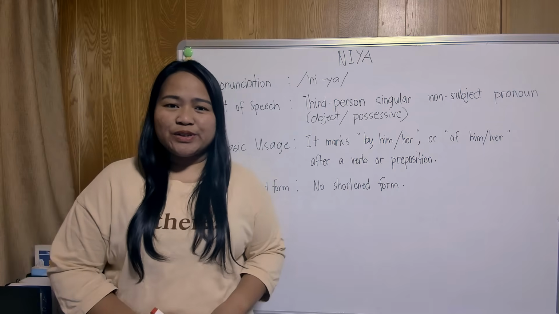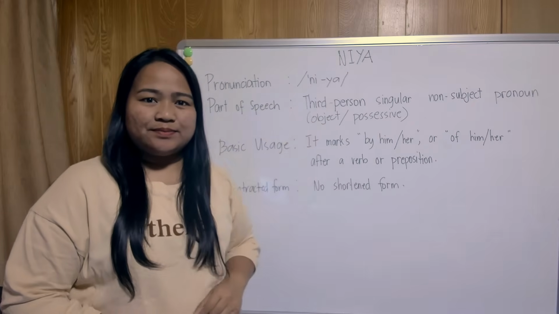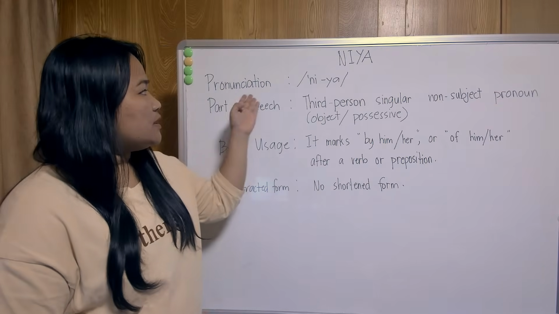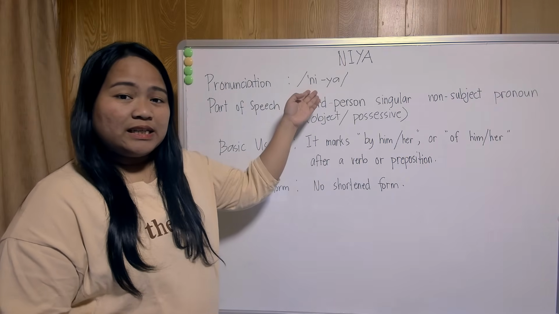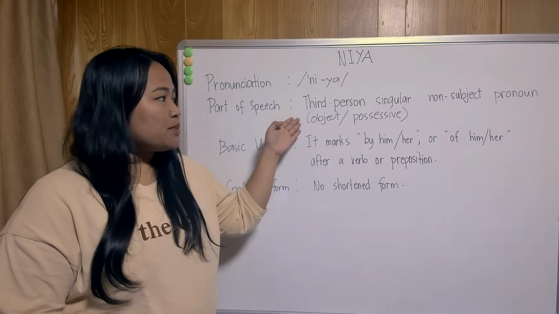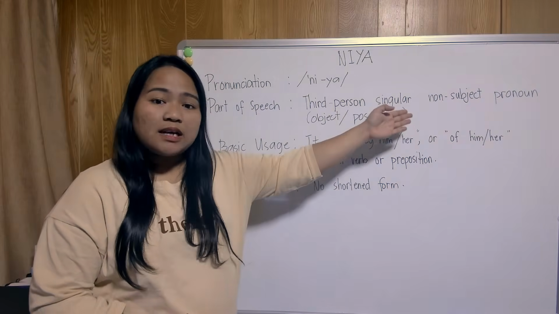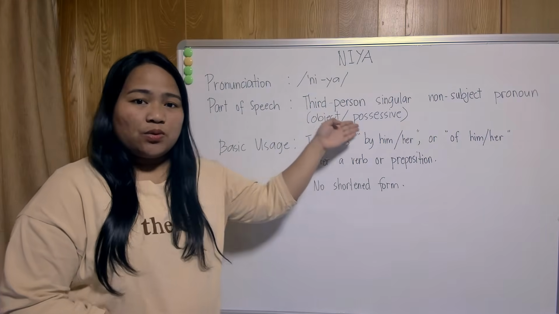This time we're going to talk about the word niya. So pronunciation, it's niya. It's on the first syllable, niya. Part of speech, so niya is a third person singular. It means non-subject pronoun. So it's object or possessive.